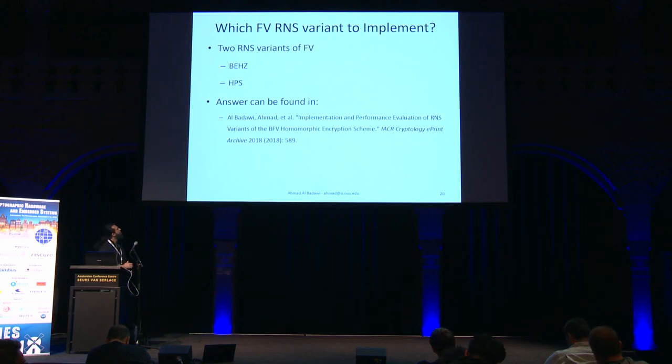And I actually thought ahead that this question would come from the audience, which is: which RNS variant of the FV should I choose or implement? In the literature, there are two variants of this scheme. The first is due to Bajard, Eynard, Hasan, and Zucca, and the other one is due to Halevi, Polyakov, and Shoup. And the answer for that can be found in this paper, where we analyzed both schemes in terms of performance and noise analysis.